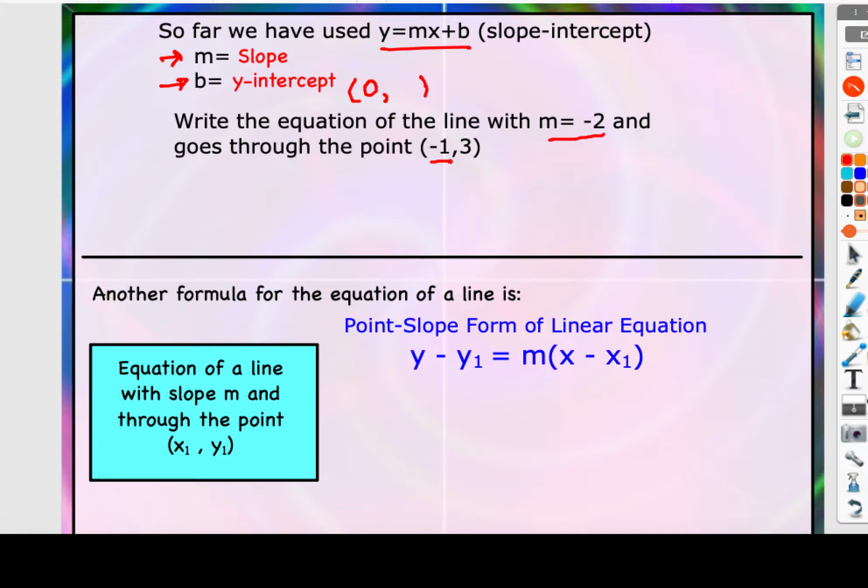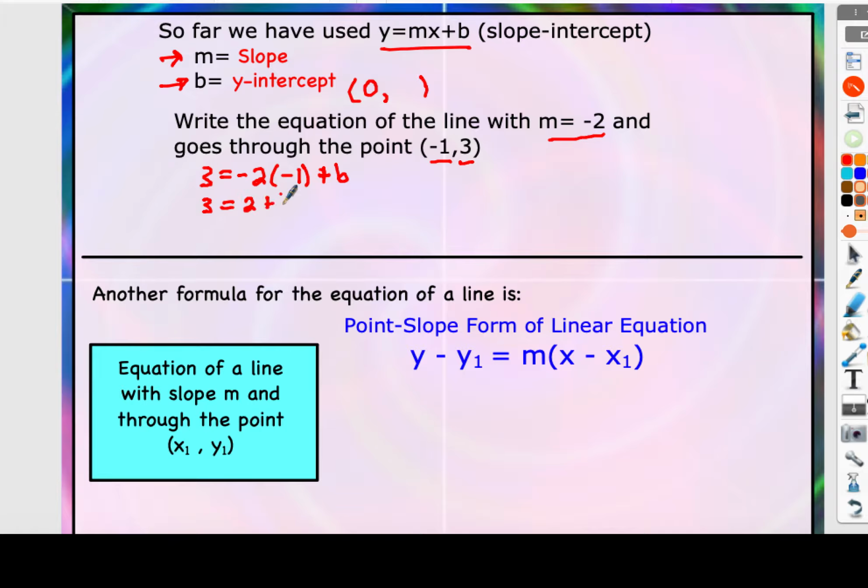Let's take our information and plug it into an equation. When y equals 3, when the slope is -2, x is -1. And what we want to do is find the b value. What b value would make that true? Because 3 definitely does not equal -1 times -2, which would be just 2.